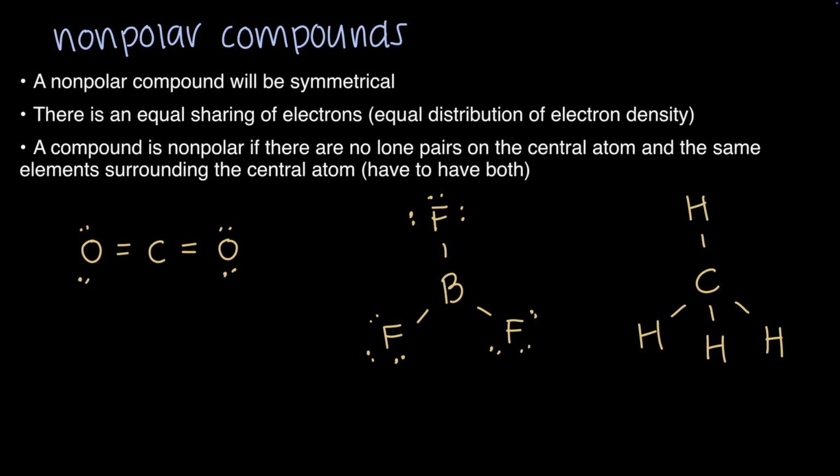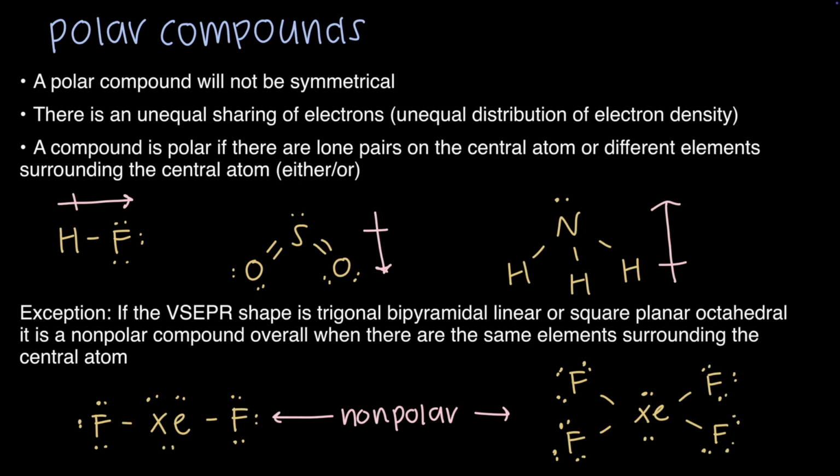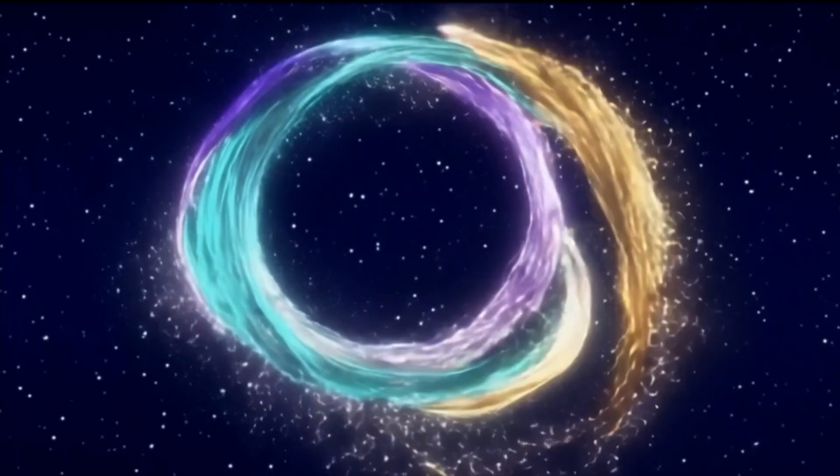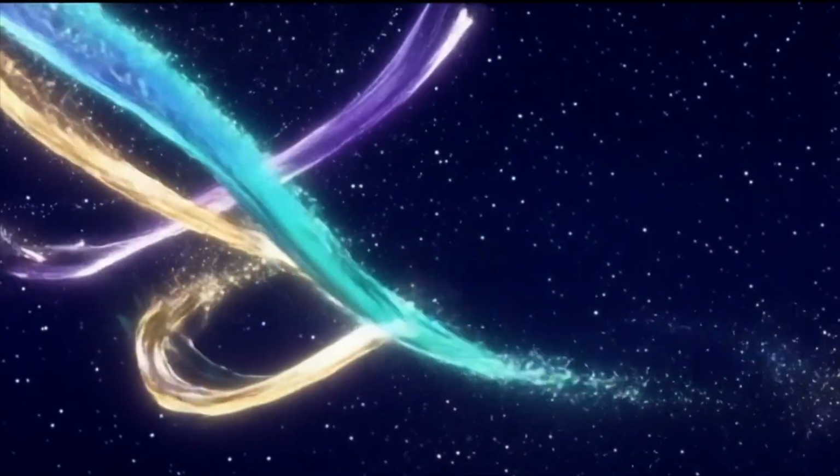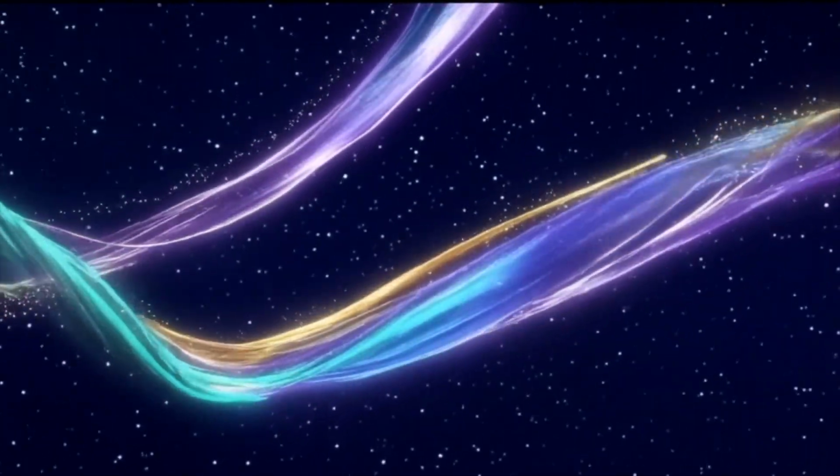Use the checklist every time. The same atoms around the center and no lone pairs gives a nonpolar compound. If either of those two conditions is not met, call it polar unless you are in one of the two exception shapes we highlighted, square planar octahedral or trigonal bipyramidal linear. With a little practice, you will be able to glance at a Lewis structure and call out the polarity with confidence.